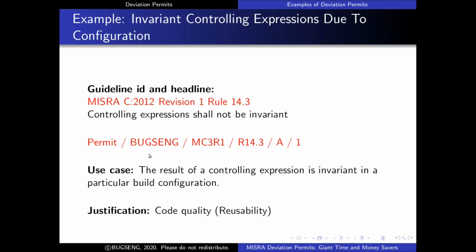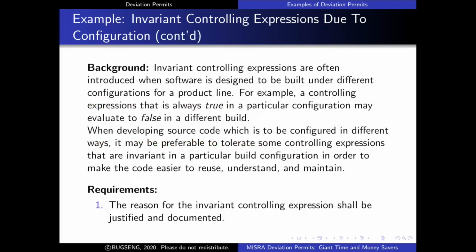The use case is, of course, that the result of a controlling expression is invariant in a particular build configuration. So this is something that happens when you have code that is used in a product line. You have many configurations to be built, and in some of them some controlling expression may be invariant, but they may not be invariant in other configurations. Okay, here the justification is again code quality and in particular reusability. In the background field, we have more information.